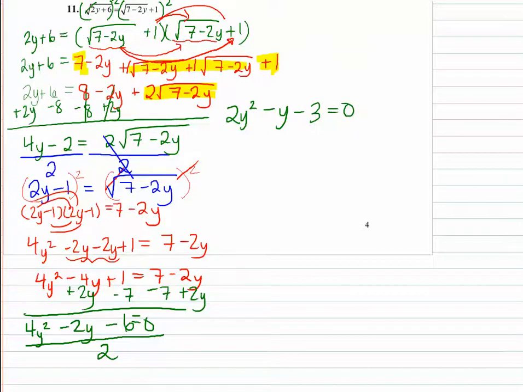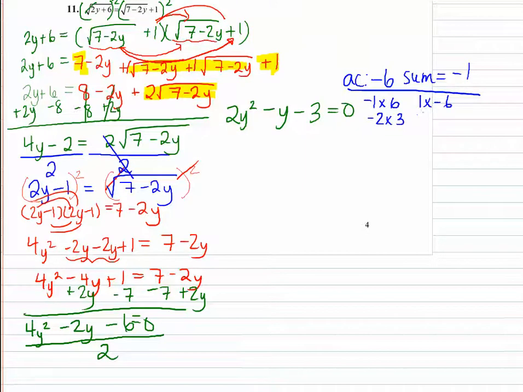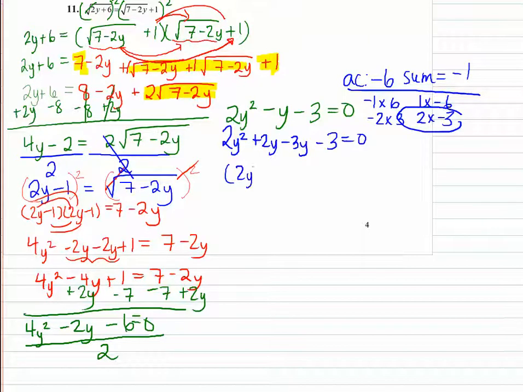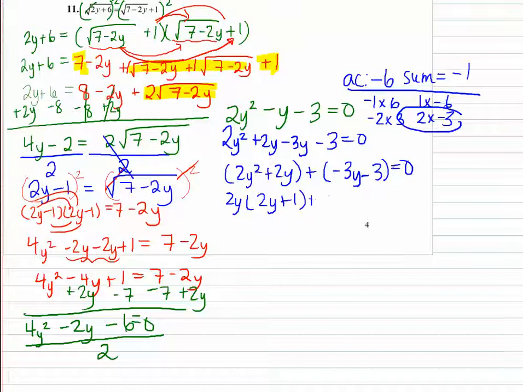And so if I do the AC method, I have my A number's 2, C number's negative 3, so that's negative 6. We want our sum to be the middle, negative 1. So for negative 6, we could do negative 1 times 6, negative 2 times 3, 1 times negative 6, or 2 times negative 3. The 2 and negative 3 is the combination that works. We go back and we rewrite it now as 2y squared plus 2y minus 3y minus 3. And then we factor by grouping. Put plus in the middle, group the last two terms together at the end. Bring out a 2y and we get 2y plus 1. Bring out a negative 3 and we get y plus 1.